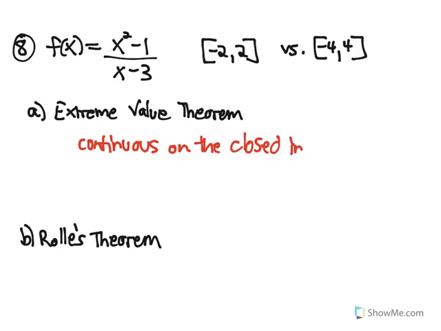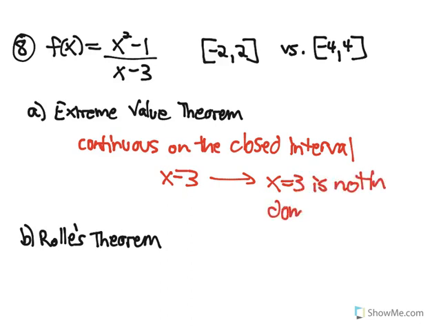And if that is the case, then within that interval there must be a minimum value and there must be a maximum value. Since the function is continuous from negative 2 to 2, that's perfectly acceptable. There must be a minimum value somewhere in that interval. But from negative 4 to 4, that crosses over x equals 3, and we can see that x equals 3 is not in the domain, because that will make the denominator 0. So that's why there's a minimum. There must be a minimum value on this interval, but not on this one, according to the extreme value theorem.